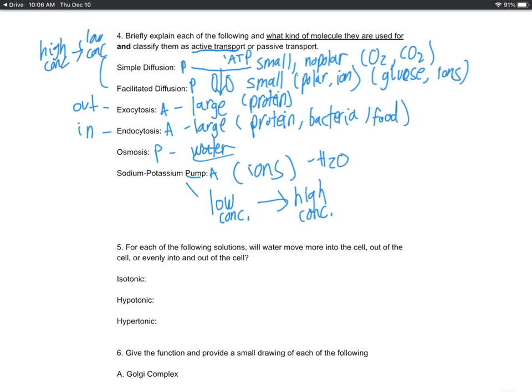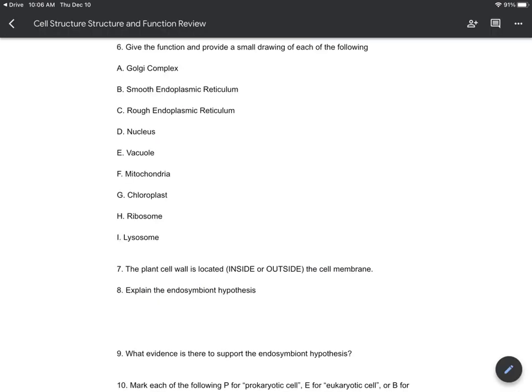Right, tonicities. Isotonic would be same concentration in and out. Water would move in and out evenly from the cell. Hypotonic solution would be higher concentration of dissolved stuff inside the cell, lower concentration outside, so like pure water in a cell. That will cause water to move into the cell. Hypertonic, higher concentration outside the cell, so like a really salty solution, that will cause water to move out of the cell.